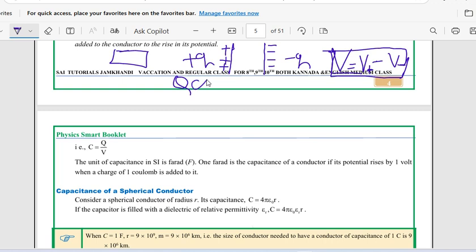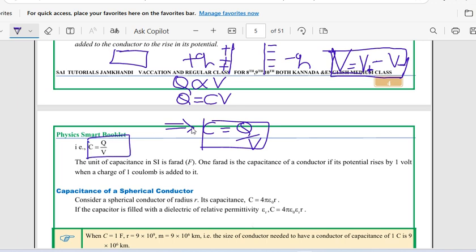I have told you that the charge is directly proportional to V. To remove the proportionality constant, I write Q equals CV. Then C is equal to Q by V. This is the expression for the capacitance of the capacitor. The charge on the capacitor is the charge on any one plate.